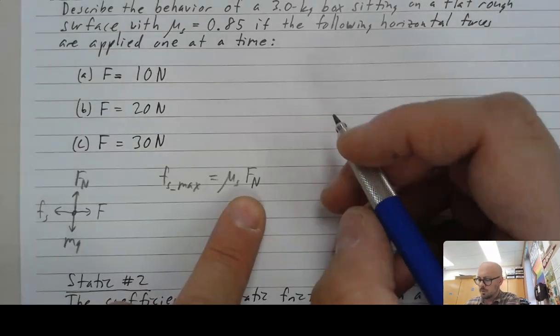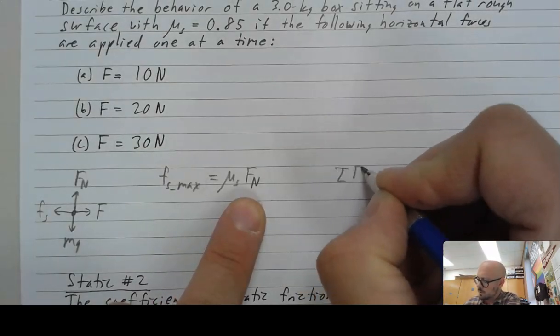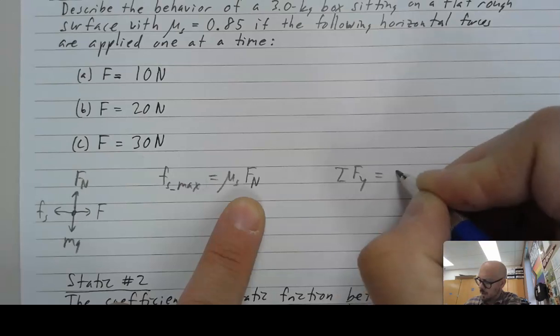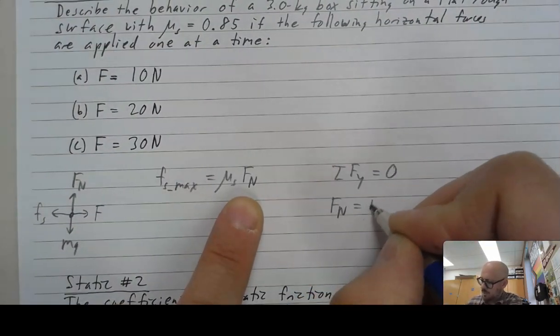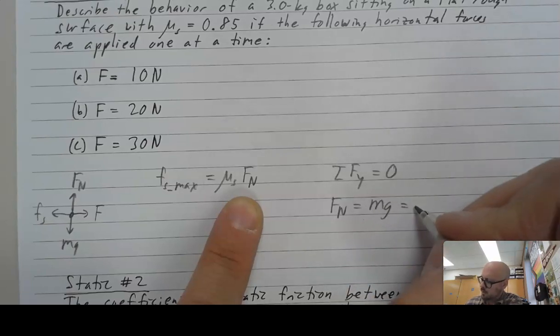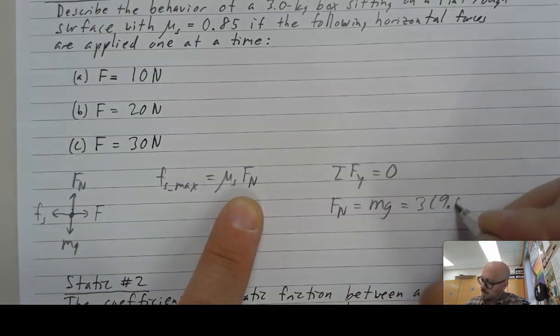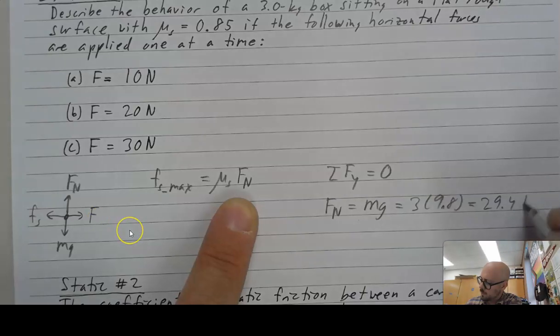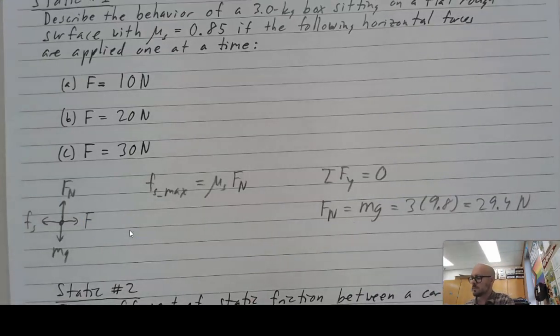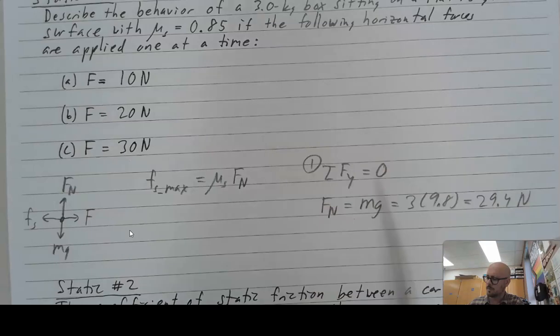I need to know the normal force. So what we've been doing so far is saying that the net force in the y direction is 0 and that the normal force is equal to the weight, which is going to be 3 times 9.8, which is going to be 29.4 newtons. So I can find the normal force in this box.